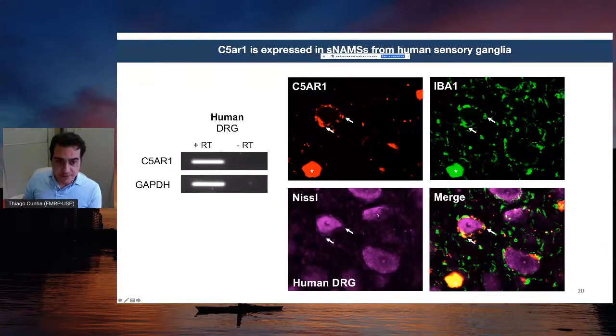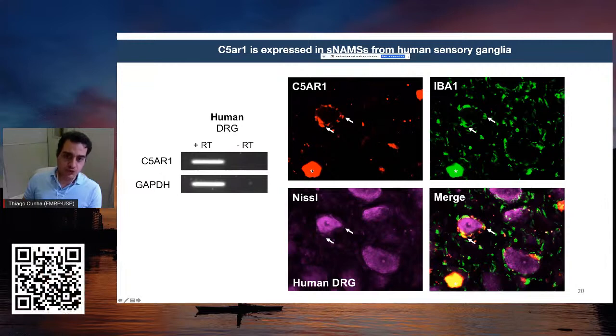And also in human DRG, we took advantage and collaborated with a colleague from Cincinnati University, and we were able to show that C5a receptor is really expressed in human DRG. And when we analyzed by immunofluorescence, we were able to show that C5a receptor in the human DRG is expressed by cells expressing IBA1, suggesting that even in humans, in the DRG, C5a receptor type 1 is expressed in macrophages.